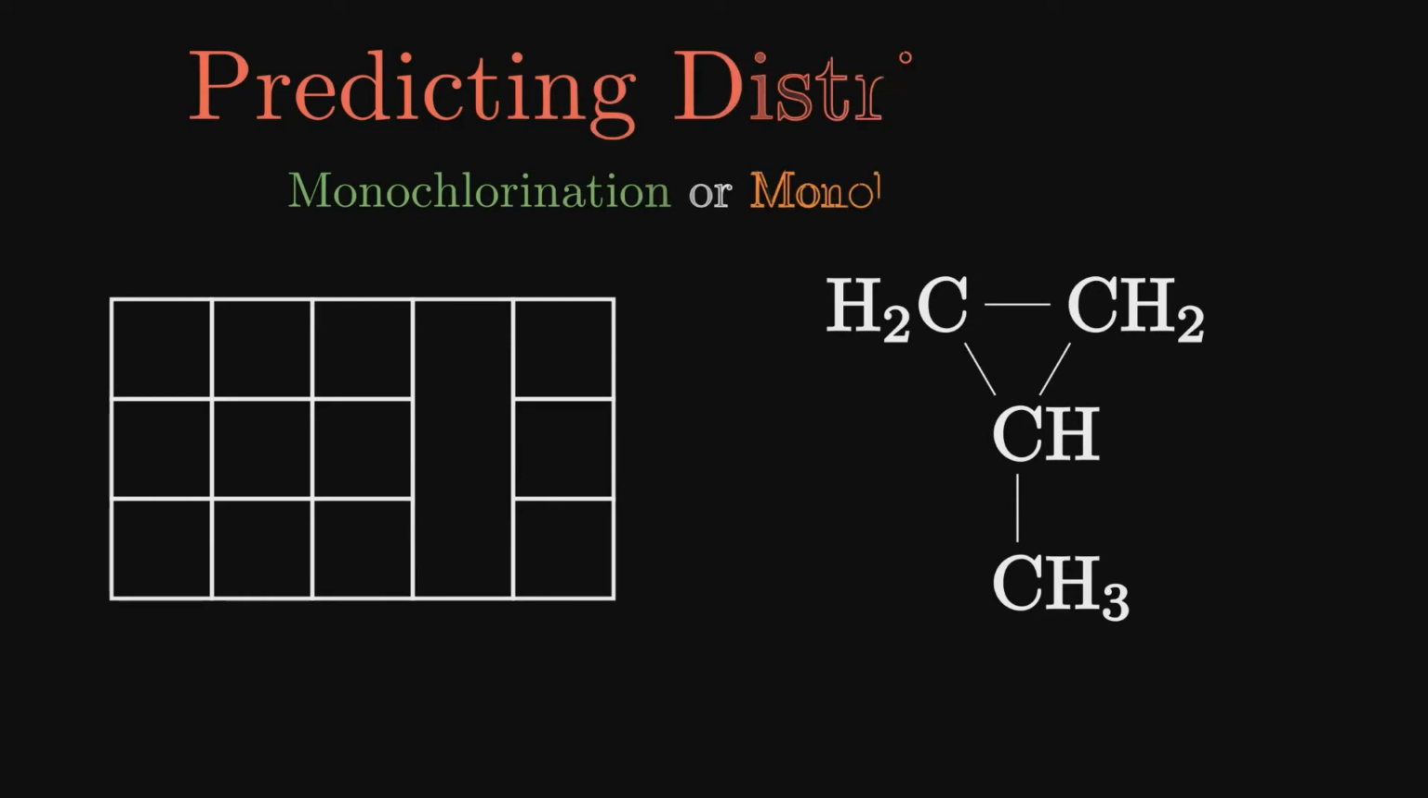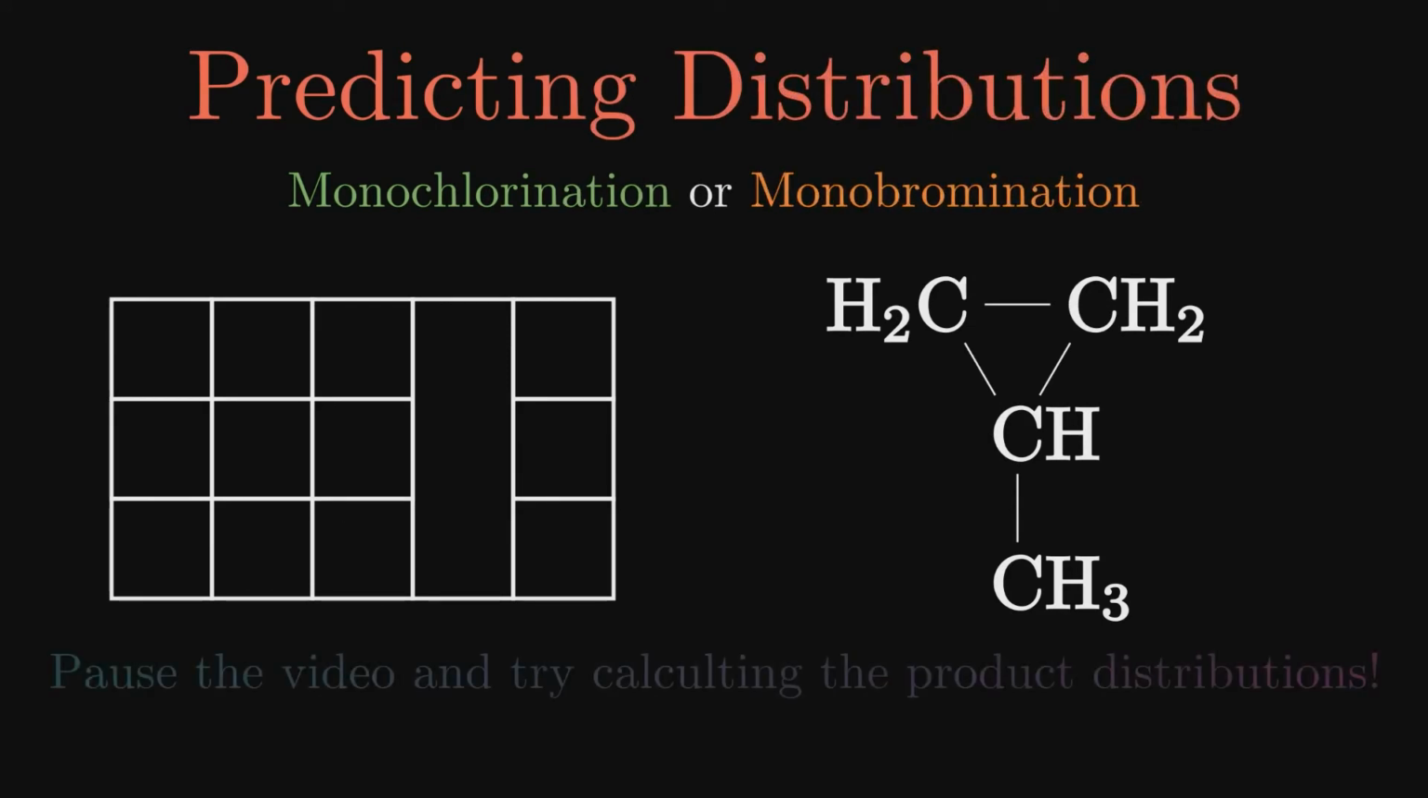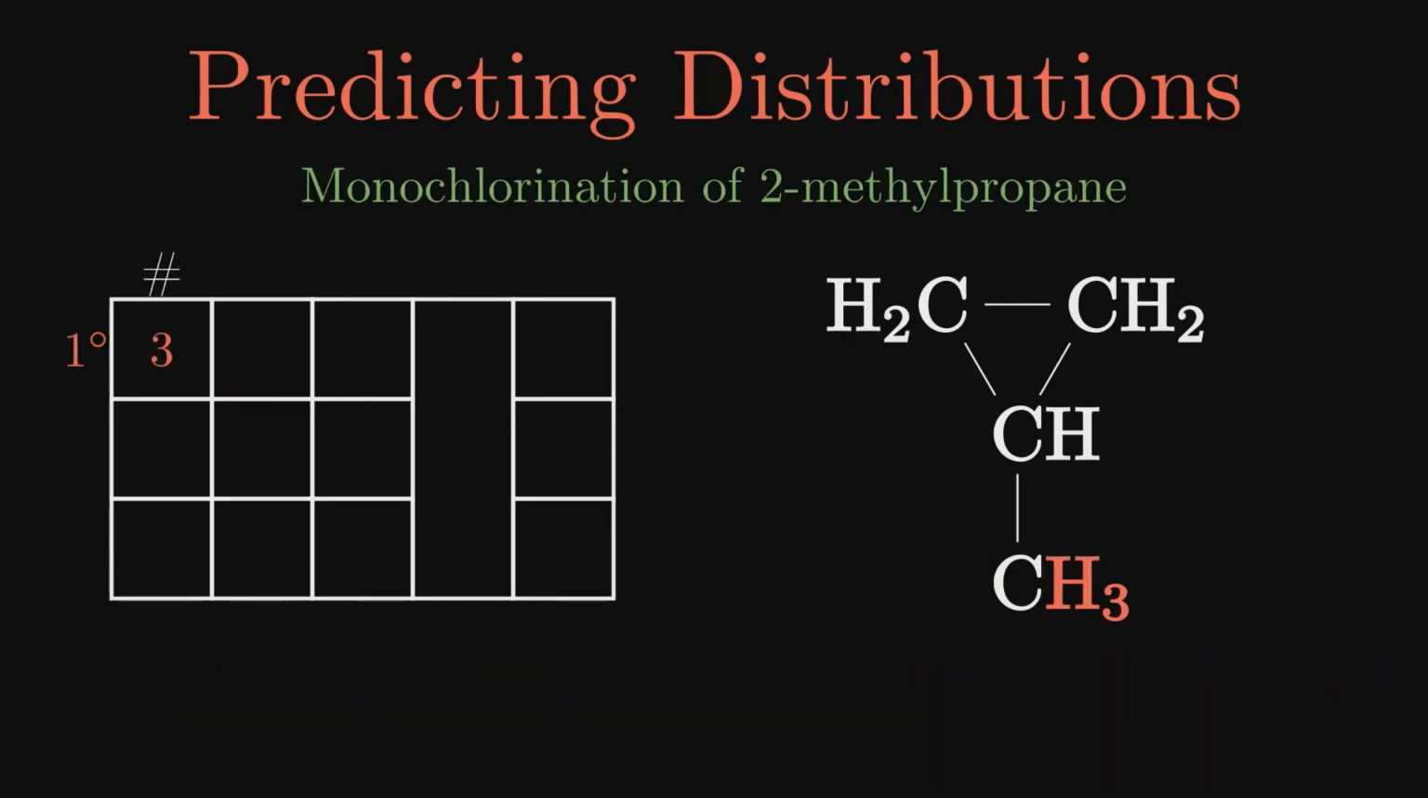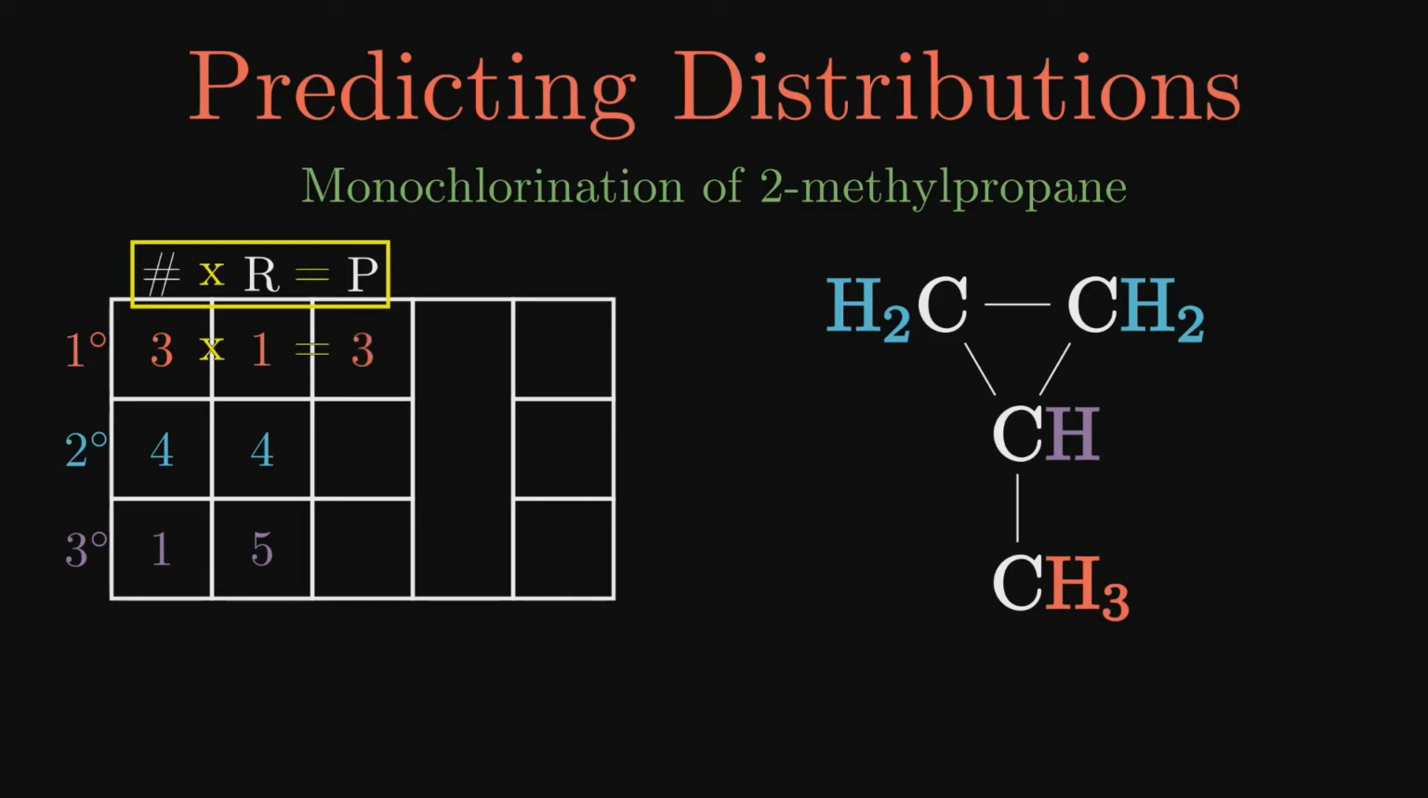For the final practice, predict the product distribution for the halogenation of methylcyclopropane. Pause the video and give it a go. This is the first molecule we are seeing that has all 3 types of hydrogens. It has 3 primary, 4 secondary, and 1 tertiary. We know the reactivity of chlorine on these positions, and it is 1, 4, and 5 respectively. We multiply the number by the reactivity to generate products, which are 3 for primary, 16 for secondary, and 5 for tertiary.